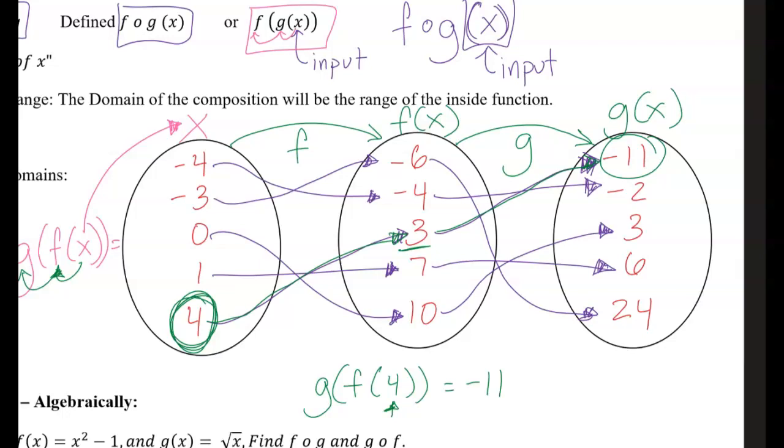Mapping notation can look really, really complicated. It's not. It's literally just following arrows and looking at a diagram. Are there any questions on mapping notation?